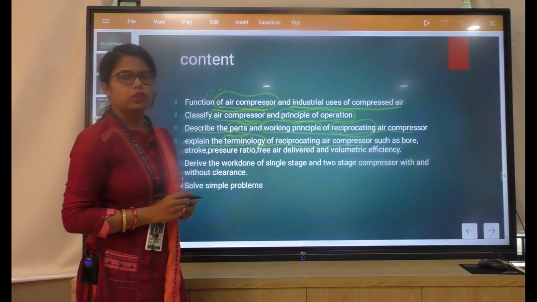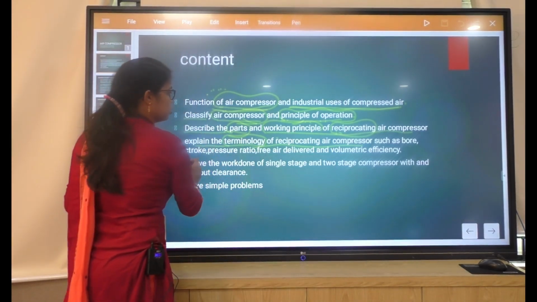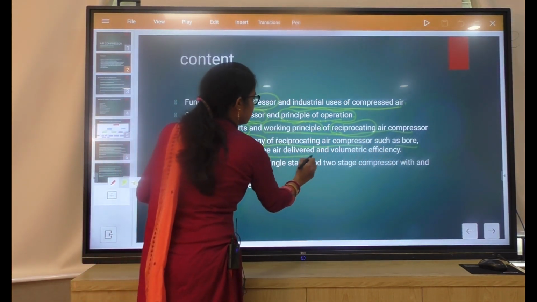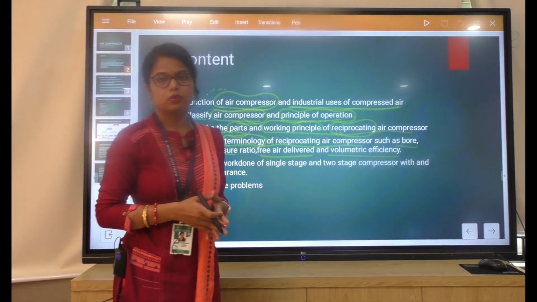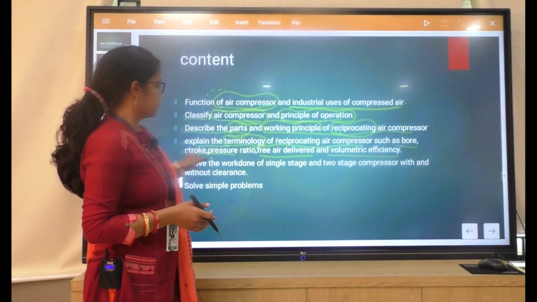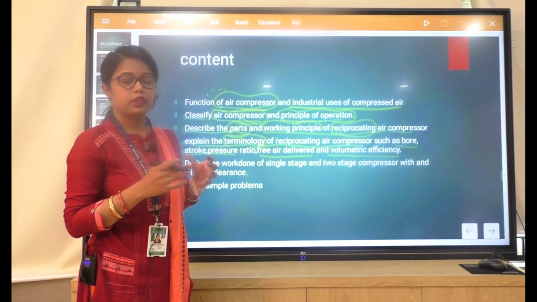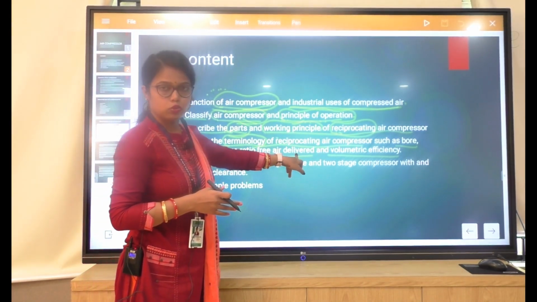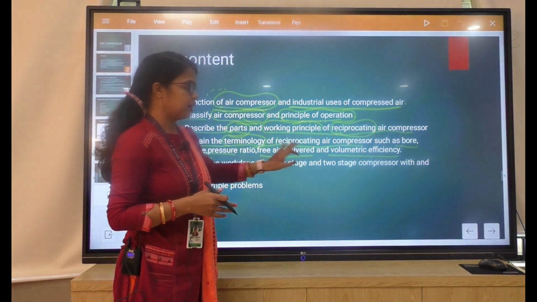That means which terms we are using in this air compressor, such as stroke, bore, pressure ratio, free air delivered, and volumetric efficiency. Other terms will also be gradually known, like piston, cylinder, and valves, and what is the stroke. Free air delivered is a new term in this chapter. I will explain about the free air delivered.